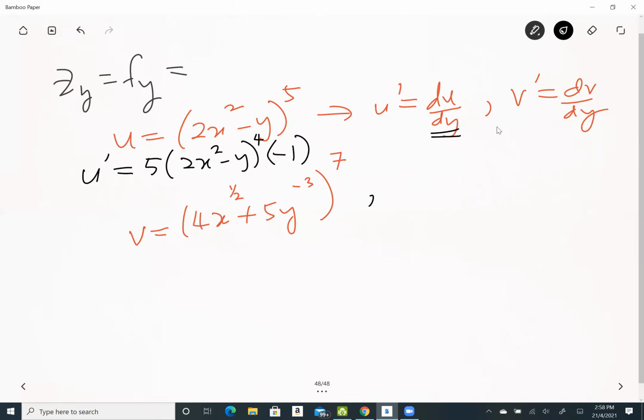Similarly for the v prime, the first part is no problem, because you keep the things in the bracket, reduce the power by 1, and then multiply by the derivative of the terms in the bracket. So what is it? Now it's dv dy. y is the variable. So what do you get? Anybody?